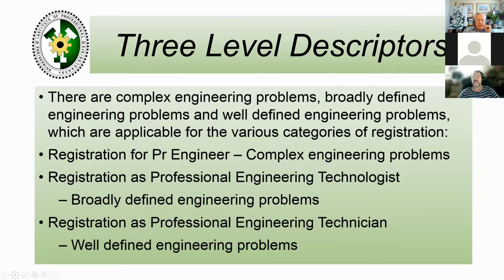Okay, now we're going to talk about the different categories. There are 3 level descriptors: complex engineering problems, broadly defined engineering problems, and well-defined engineering problems, which are applicable for the various categories of registration. For registration as a professional engineer, PrEng, it is a complex engineering problem. Registration as a professional engineering technologist is a broadly defined engineering problem. And registration as a professional engineering technician is a well-defined engineering problem.